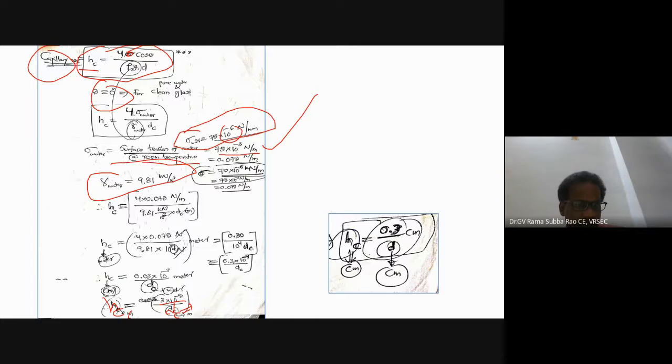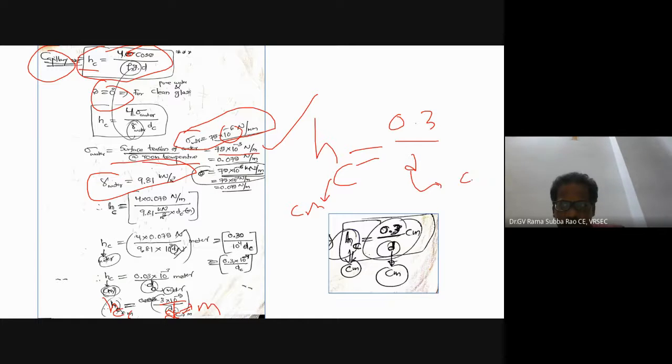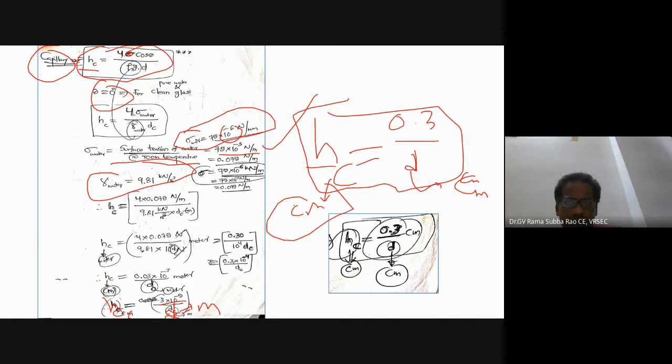Here d is the diameter of the void. In physics we used to call it the diameter of the tube. Here it is the diameter of the interconnected interstices that we are trying to call a void. So this small d is the diameter of the void in meter. But many times we observe a popular formula: Hc is equal to 0.3 by d, where Hc is in centimeter and d is also in centimeter. This equation came from the derivation I showed you: Hc in meter is equal to 3 into 10 power minus 5 by d, the diameter of the void in meter. If you convert to centimeter, you will get Hc is equal to 0.3 by d, where d is the diameter of the void in centimeter and Hc is the capillary rise in centimeter.